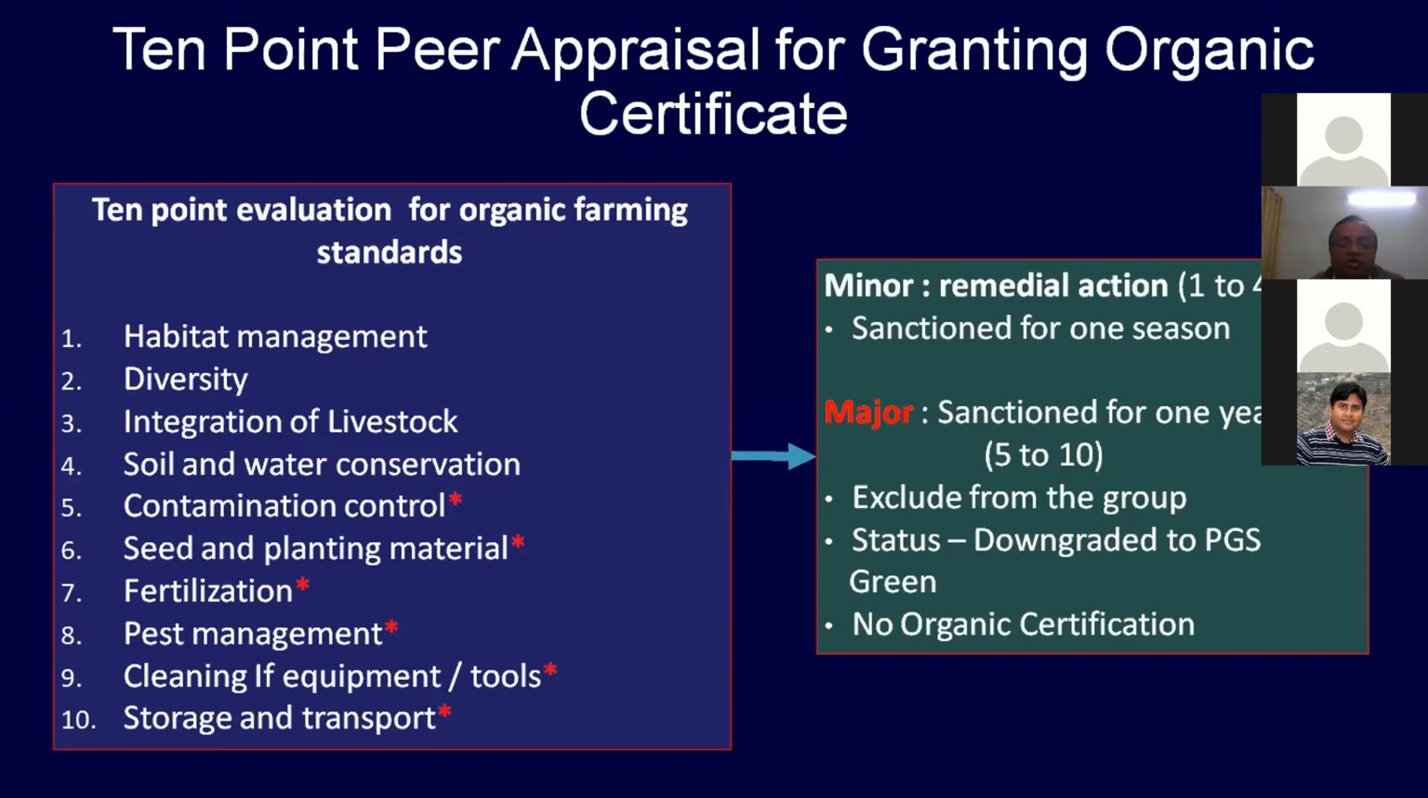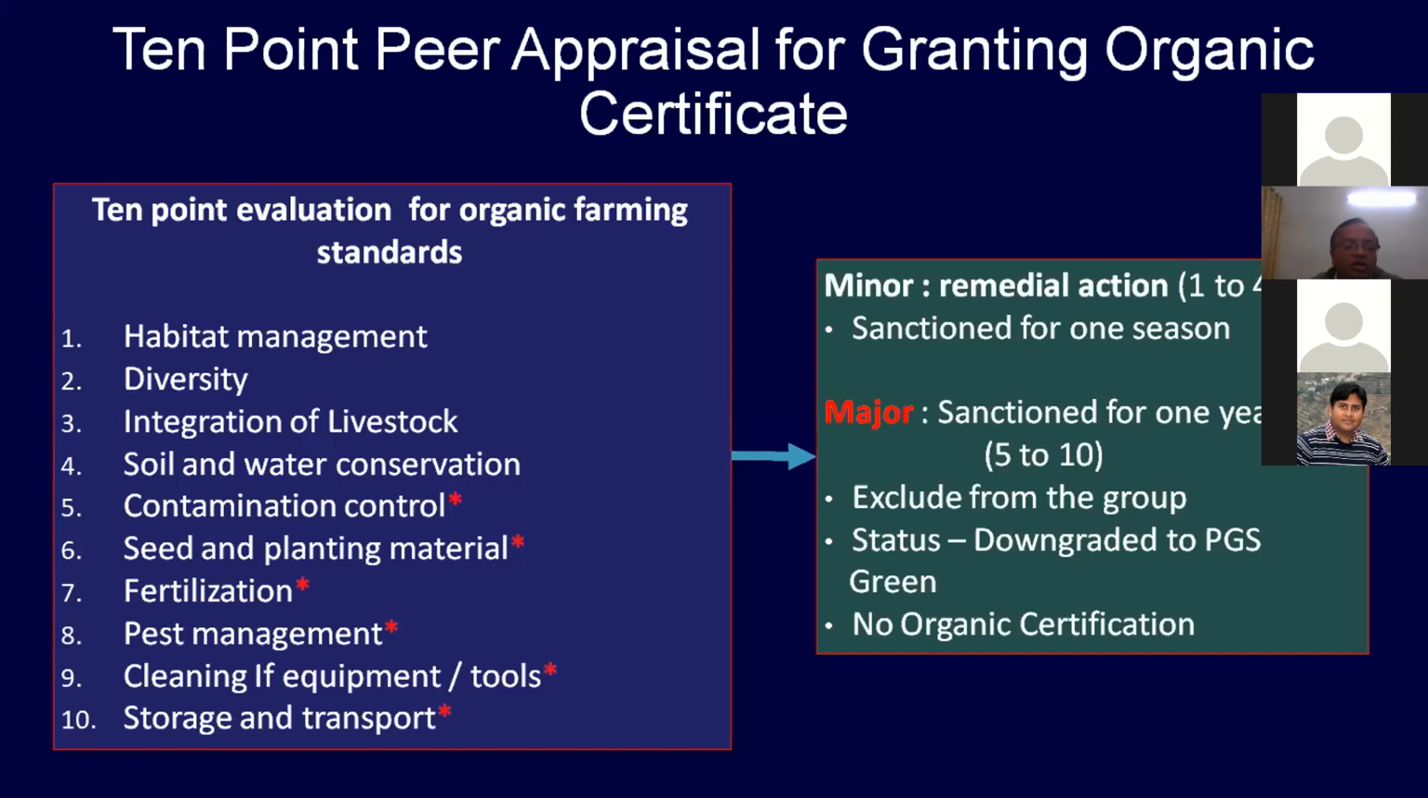Then integration of livestock. Livestock is a major requirement for any type of organic farming. There have to be cow, buffalo, or other types of livestock. Then soil and water conservation efforts should be there. These are the 4 major inputs or infrastructure that have to be created by the farmer. Then there are the next 6 issues which need to be controlled.